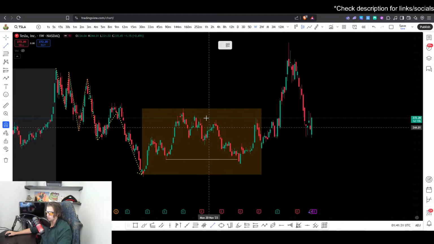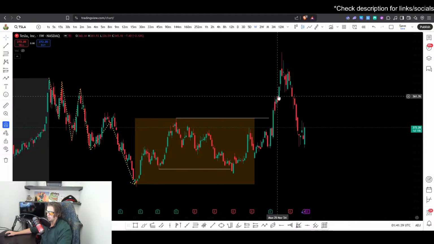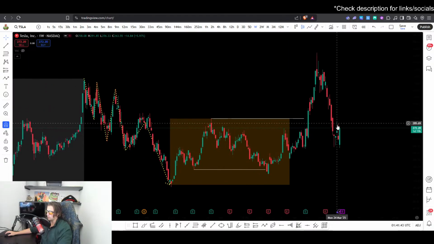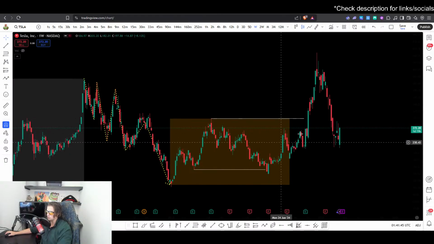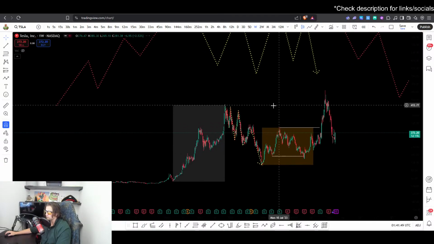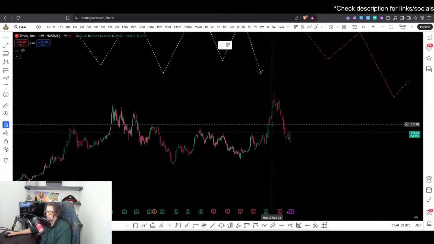So here was that range high. What do you notice? It moves up aggressively above that range high and continues its trend. And then now we're coming on a pullback and we're coming back into this range. On Tesla, that is. Right, so does that make sense there?